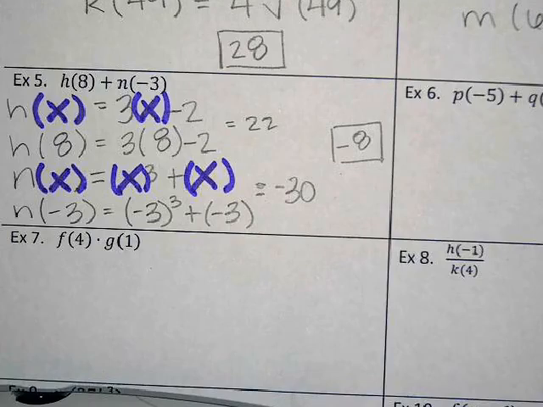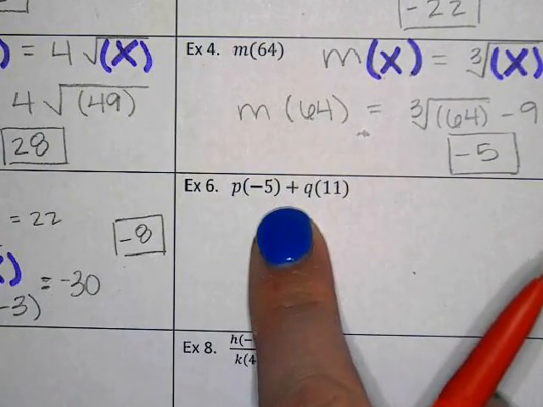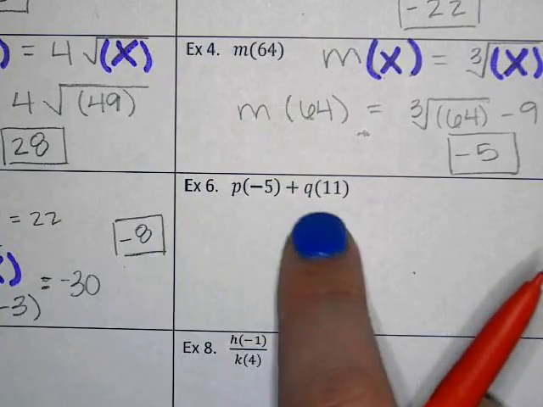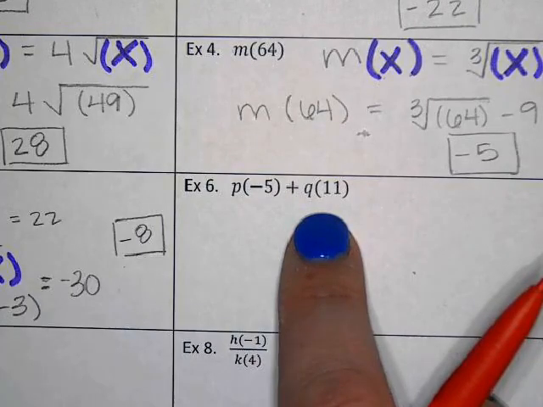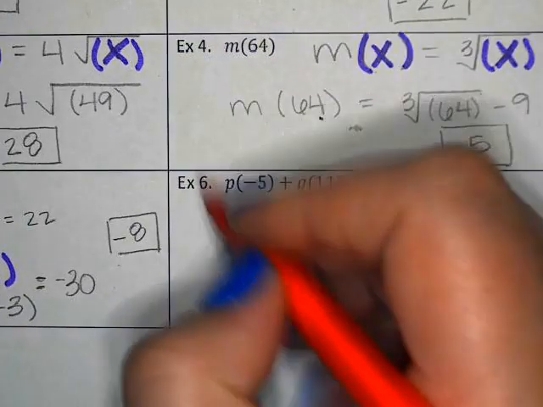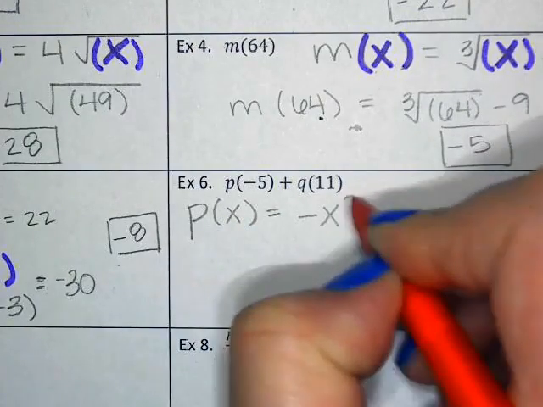Okay. So same thing for this one. We're going to take P of x, plug in negative 5. Take Q of x, plug in 11. Add them together. Take a moment, do that one, see if you guys can all get the same answer. Let's see if we can get it. So we're going to take P of x. See where our x's are.